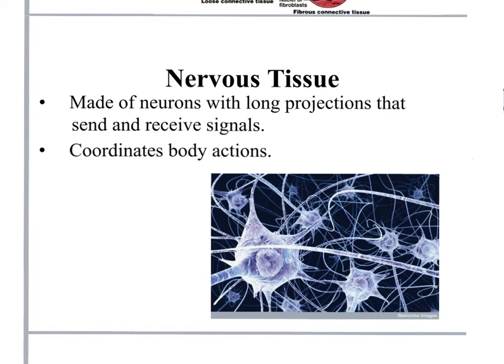And so nervous tissue is all the neurons in our body. Neurons are the cells that are responsible for sending and receiving signals around our body. There are lots of types of neurons, including multipolar, bipolar, unipolar, pseudo-unipolar, and those are all just names to describe what they look like.